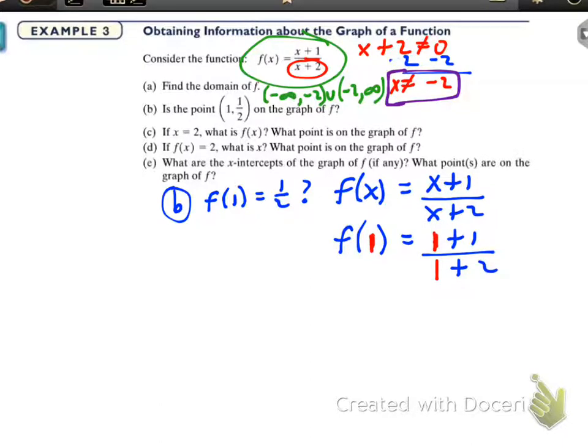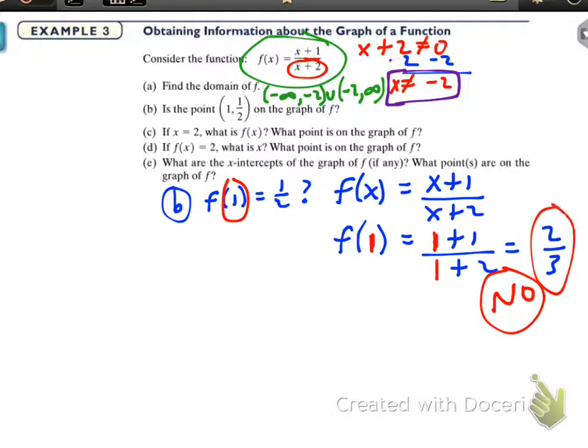1 plus 1 over 1 plus 2. And so the question is, is f of 1 equal to 1/2? Well, all we have to do is simplify this, and we get 2/3. So the answer is no, it's not, because when the input is 1, the output is actually 2/3 and not 1/2. So the answer to part B is no. If it were on the graph, the 1 and 1/2 would satisfy the equation.